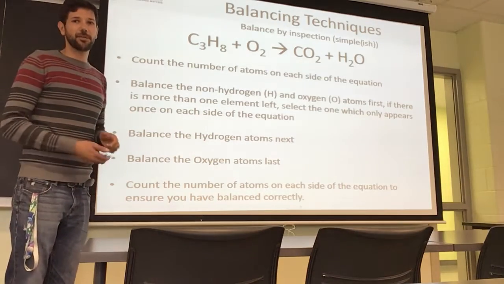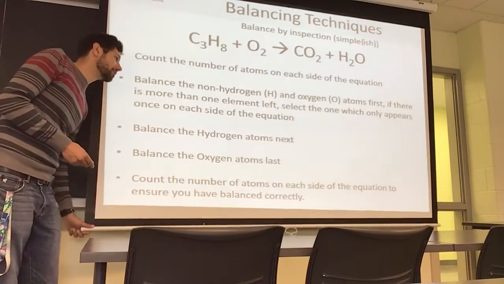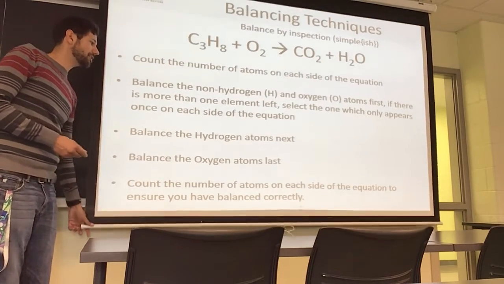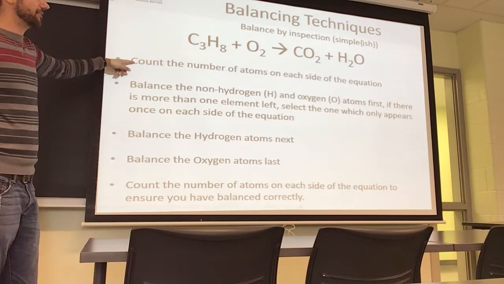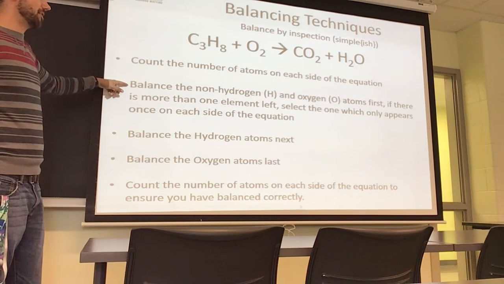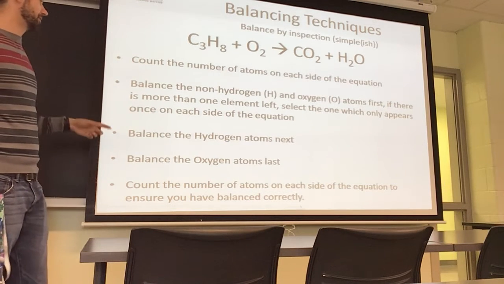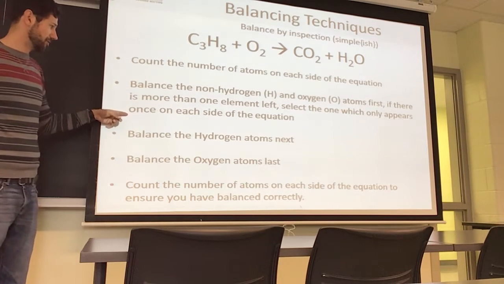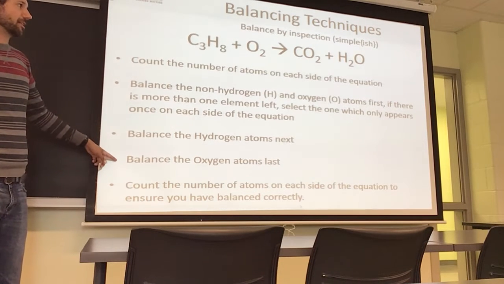So here's an equation that we can do together, and what I think I might do is just turn off the PowerPoint so that we can do it on the board. But before I do that, we'll take a look at the steps: count the number of atoms on each side of the equation, balance the non-hydrogen and oxygen atoms first. If there's more than one element left, select the one which appears only once on each side of the equation. Balance the hydrogen atoms next, balance the oxygen atoms last.